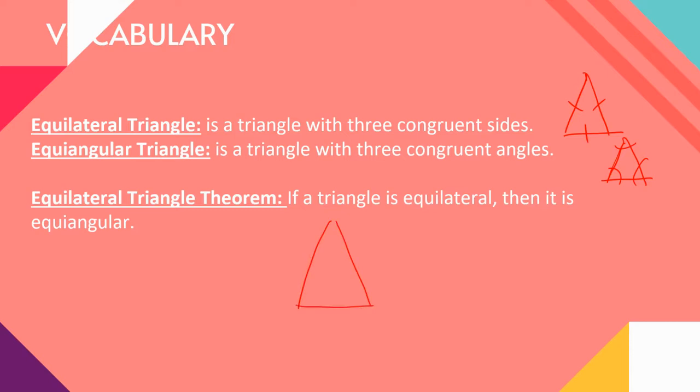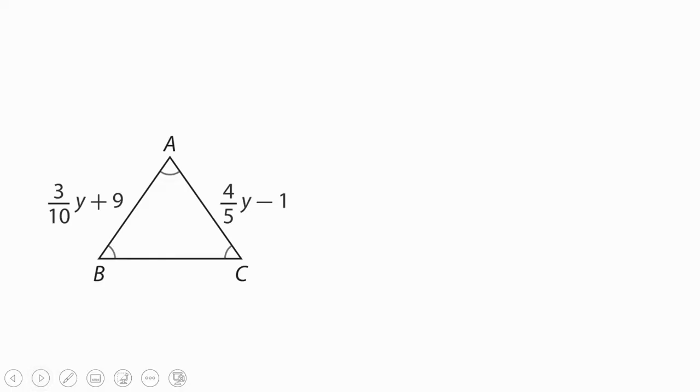If a triangle is equilateral, then it's equiangular. So if all the sides are equal, then all the angles are equal as well. So here, for example, you really have to focus on, let's say, solve for y. Okay, let's say that's the question. And you really have to pay attention to your little hash marks, right? Your angles, or if the sides are equal, you're paying attention to all of those.